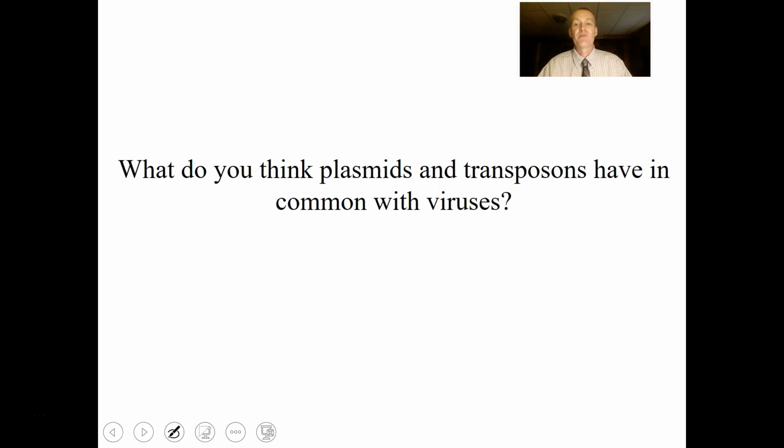What do you think plasmids and transposons have in common with viruses? Yes, you're right. They move around just like viruses. They can jump from place to place and act just like viruses.